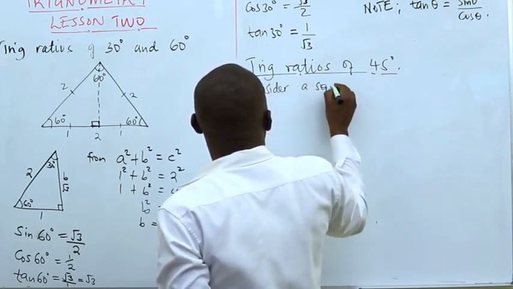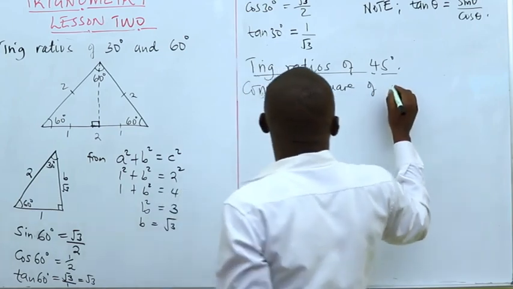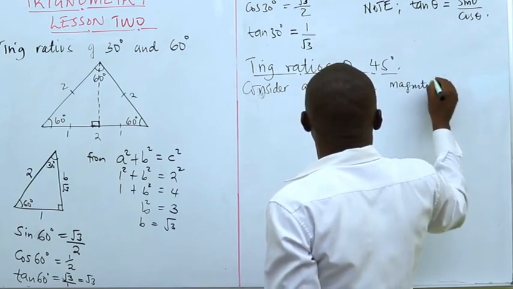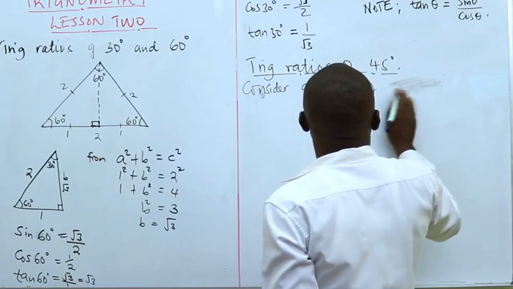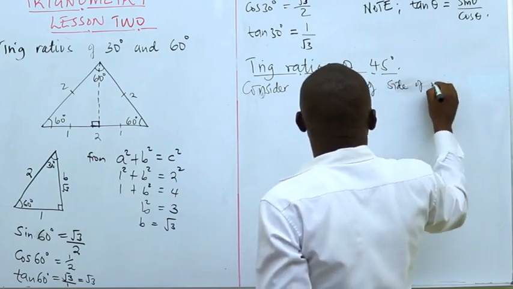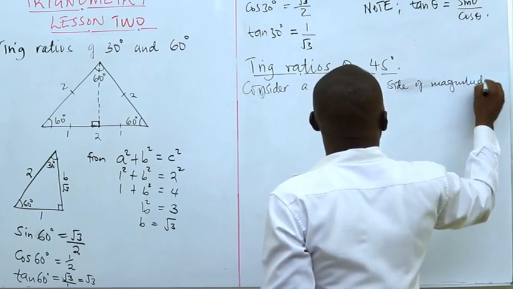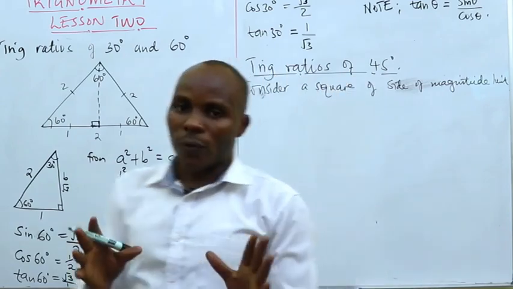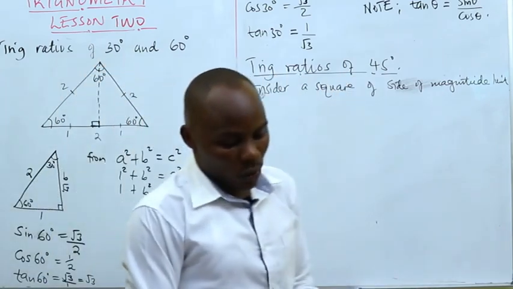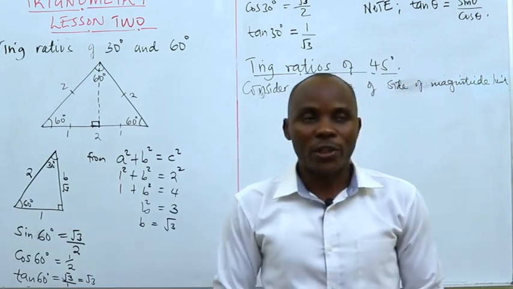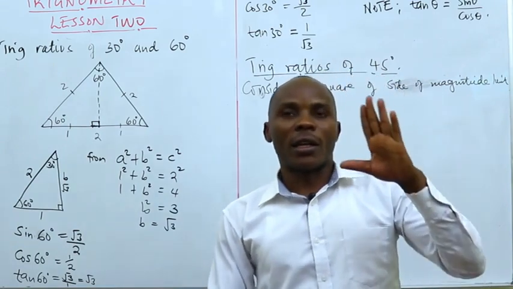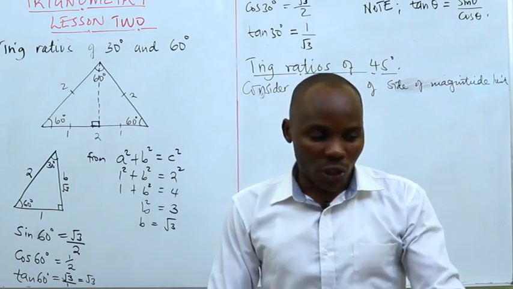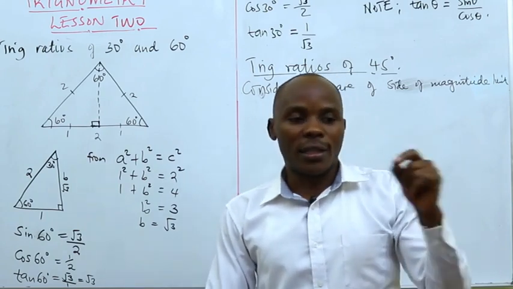a square of the side of magnitude 1 unit. Now, we all know features of a square. We all know features of what? A square. Features of a square is a four-sided figure with all angles equal and sides equal.